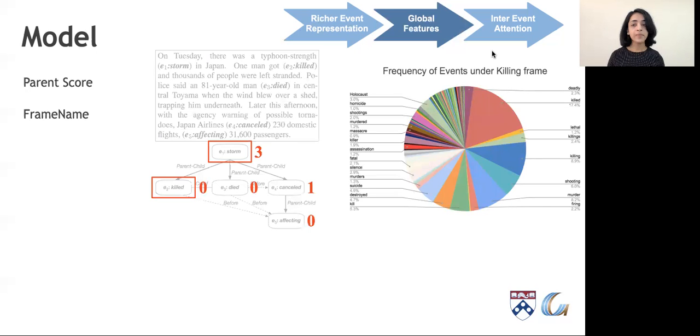Next is frame name. This provides a more abstract understanding of the event compared to the event trigger. Here we have all the event triggers under the frame killing, and we can see that the frequency of all the events within a frame is very different. Since their salience in the text is usually the same, this feature enables the events with low frequency to leverage the understanding from the more frequent events under the same frame.